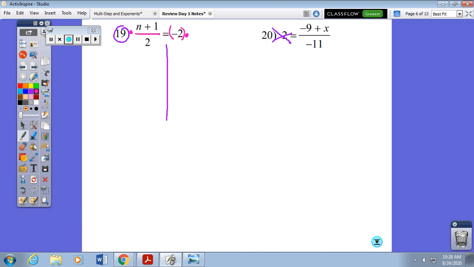So we're going to multiply both sides, everything on both sides. Parentheses around that. We'll multiply it by a 2 up on top. Because what happens is 2 divided by 2 cancels, that's 1. I'm left with n plus 1 on the left. Negative 2 times 2 is negative 4. Now I have a one-step equation to work with. Subtract 1 from both sides. N is equal to negative 5.